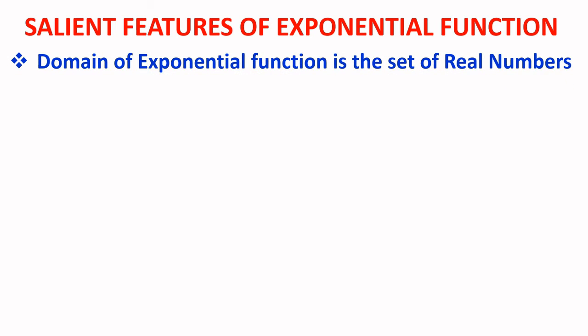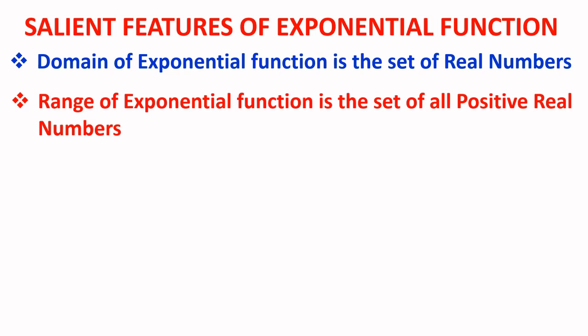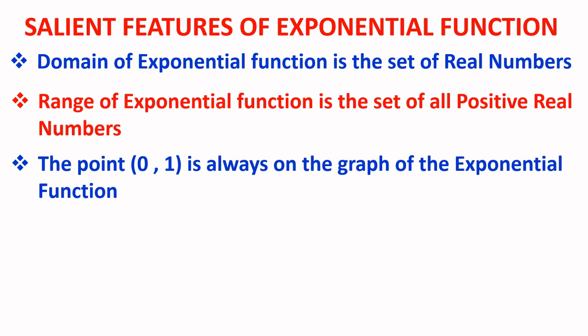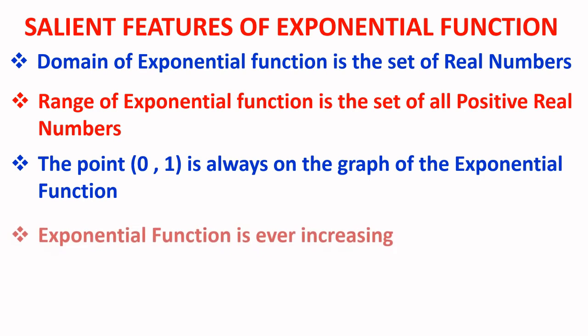Let us see some salient features of the exponential function. The domain is the set of real numbers. The range is the set of all positive real numbers. Even when you put a negative number, for example e power minus 2, e power minus 3, it will be only a positive real number. The point (0, 1) is always on the graph of the exponential function because e power 0 is 1.